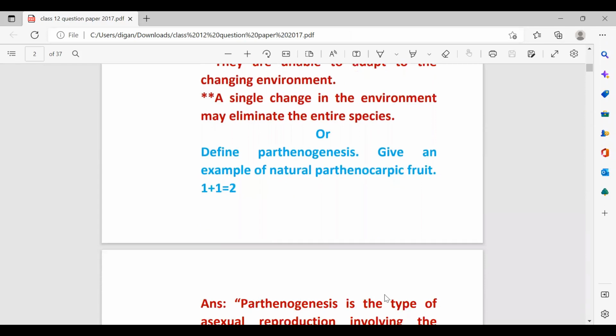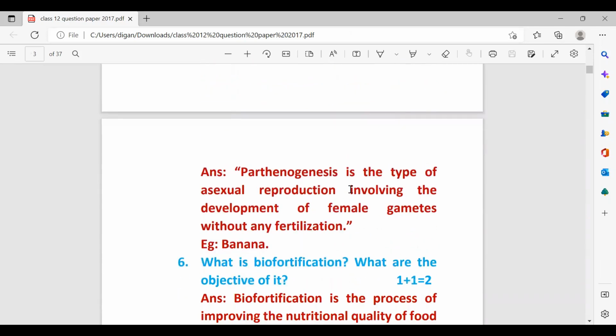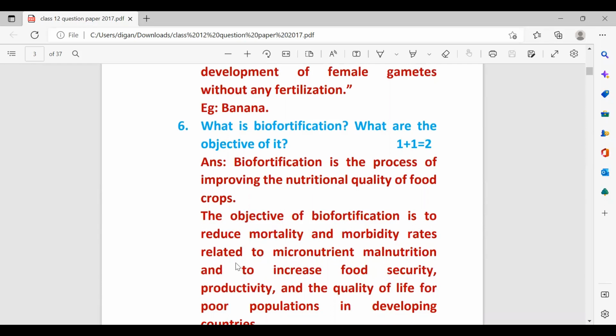Next question, with this question another one is coming, that is, define parthenogenesis. Give an example of a natural parthenocarpic fruit. The answer is, parthenogenesis is a type of asexual reproduction involving the development of female gametes without any fertilization. Example is banana. What is biofortification? What are the objectives of it?